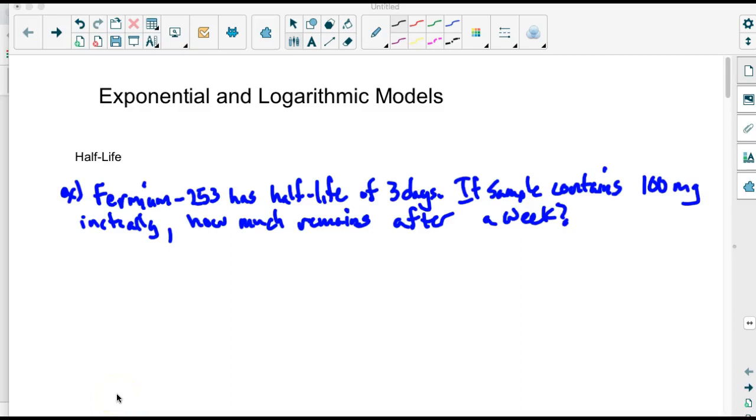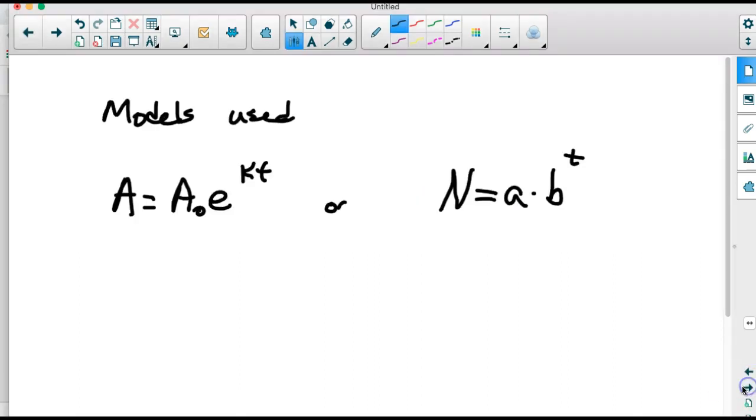Hello, and in this video we're going to be talking about exponential and logarithmic models. We're going to be dealing with half-life, doubling, and just any kind of growth rate. But let's take a look at a little bit of review first before we get into this.